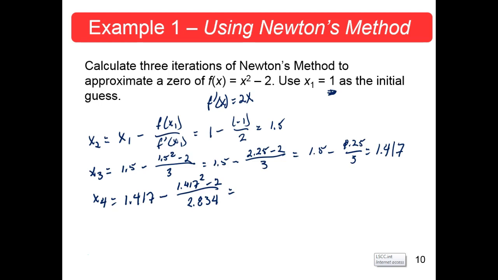Anyone got it done yet? 1.41422? Does that keep repeating, or is that as many? Okay. Is that as many digits as you have on your calculator? Okay. So we got 1.4142. Does anyone know what the real answer is? What is the 0 for that one? f of x equal x squared minus 2?